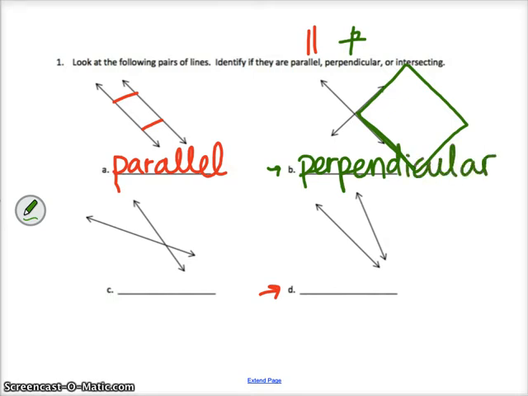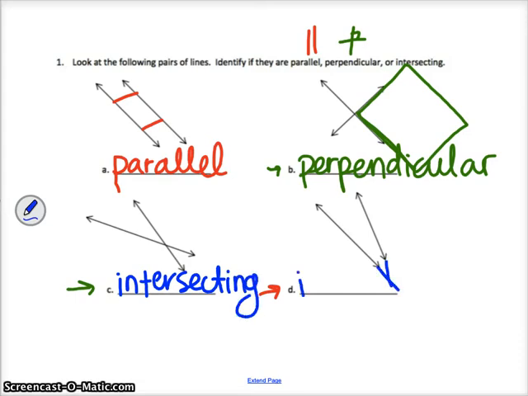Okay, and then letter C, those intersect as well, but what if I put a piece of paper up to this edge right here? Yeah, that's definitely not going to work. So they're crooked just like the other ones, but because they are not intersecting at a 90-degree angle, they must just simply be intersecting lines. Okay? I know that these lines are eventually going to intersect as well, so they will be the same, intersecting.